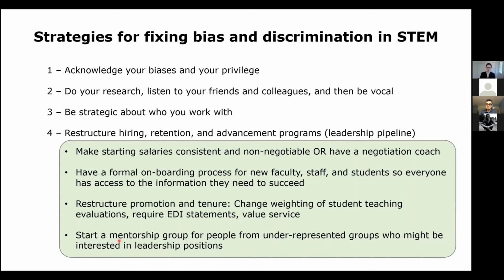Because right now, the way that we're doing it, which is just, if you're interested in a leadership position, apply and maybe you'll get in, that's not working.